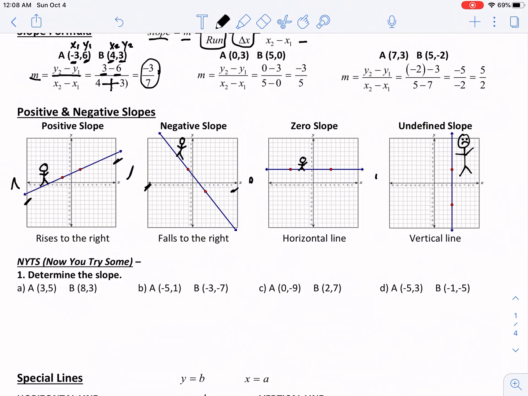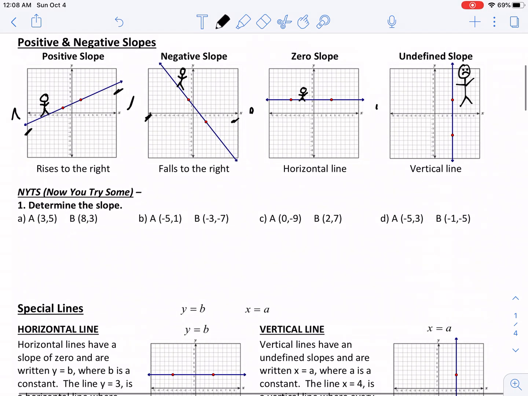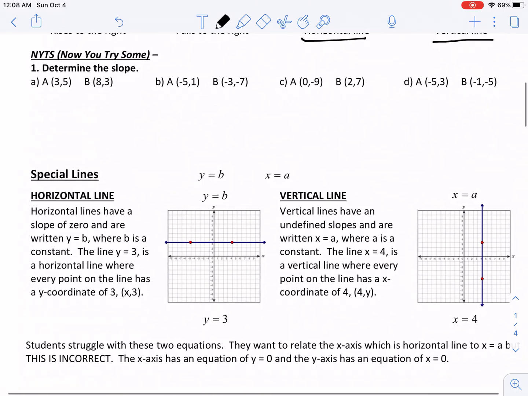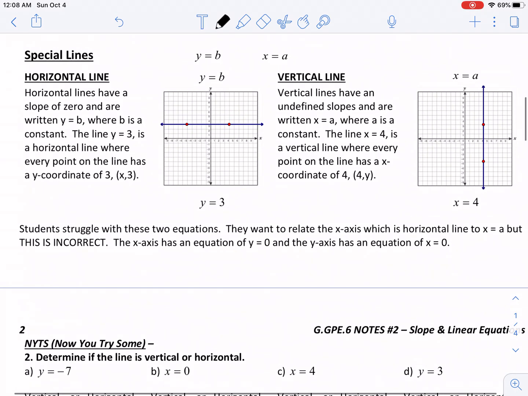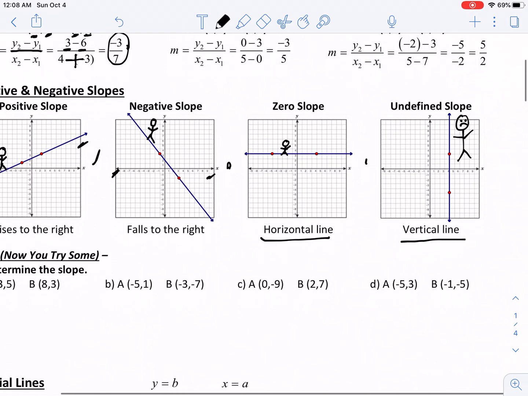Positive, going up the hill. Negative, going down the hill. 0, just kind of chilling out. And undefined, falling, hoping someone would save me for dear life. Now, when we have a 0 and an undefined slope, we're going to come back to that. Notice 0 slope is a horizontal line and undefined slope is a vertical line. But we'll come back to that here in a second. Right here, so this is what I wanted to get to with that. So like we set up here, 0 slope is a horizontal line, and then undefined slope is a vertical line.